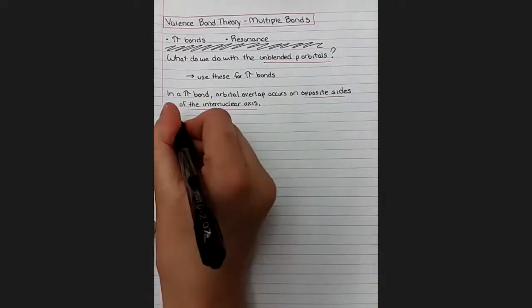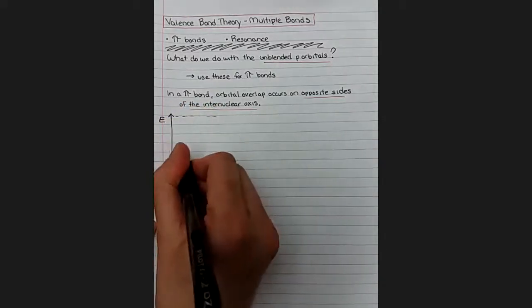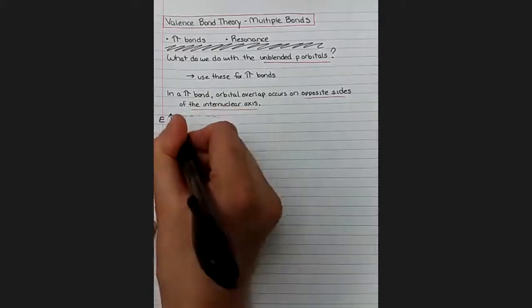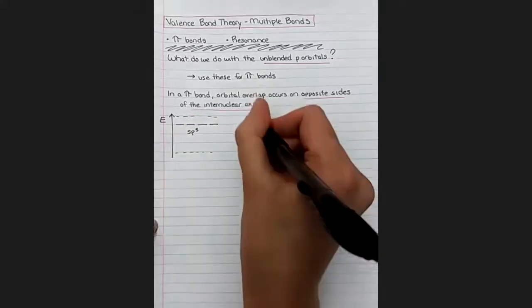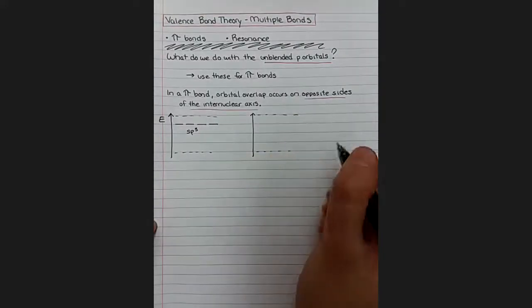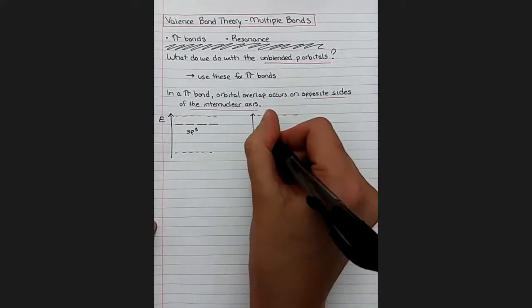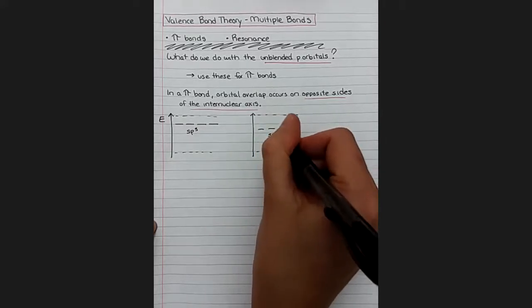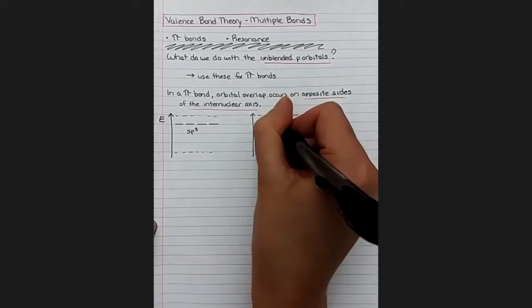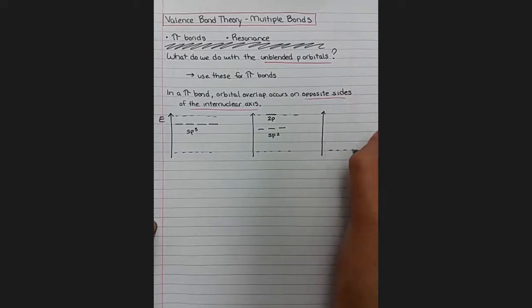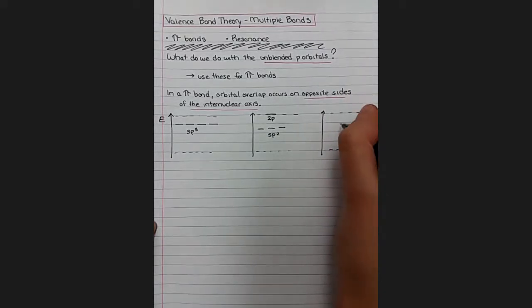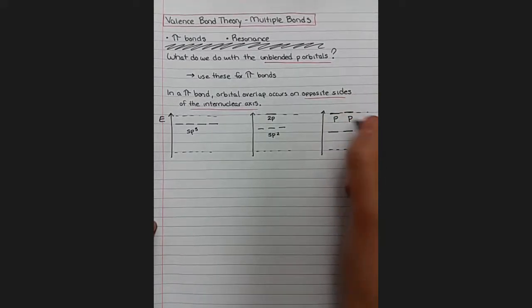So let's take a look at those energy diagrams that we drew last time, where we showed the energy of the hybrid orbitals. We had our sp3, we had our sp2, which had one p orbital left over. And we had our sp, which had two p orbitals left over.